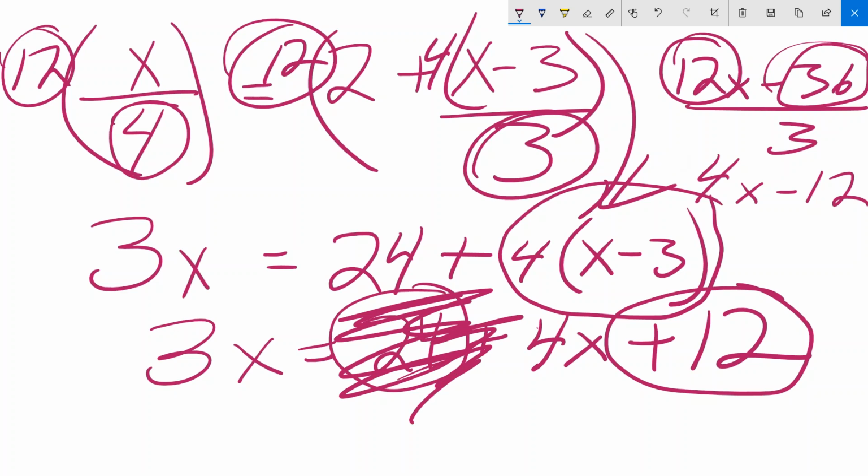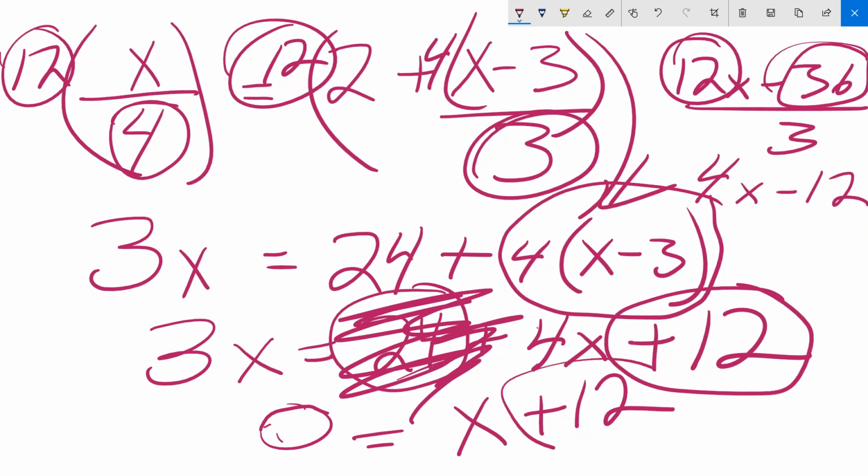Now move 3x over to the right, so you have x plus 12 equals 0. See why? Because you got rid of the 3x. I subtracted 3x from both sides. And 3x minus 3x is 0 on the left side, and 4x minus 3x is just x on the right side. But I still have my number on the right, so I got to move that to the left.